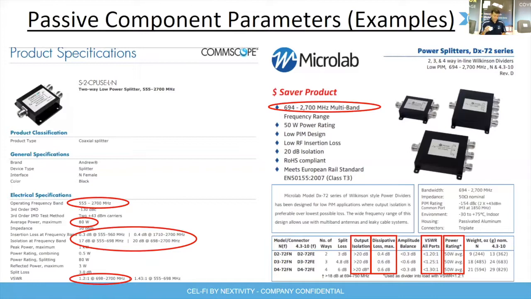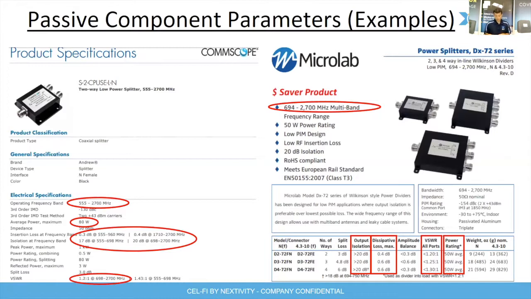So let's start with the CommScope data sheet on the left. In the first line, highlighted by the red circle, you see the frequency range, followed by the maximum average power, which is around 80 watts. And then you have the insertion loss, the isolation, followed by the last line, which is the VSWR. So you can find all these important metrics in the CommScope datasheet for the two-way splitter.